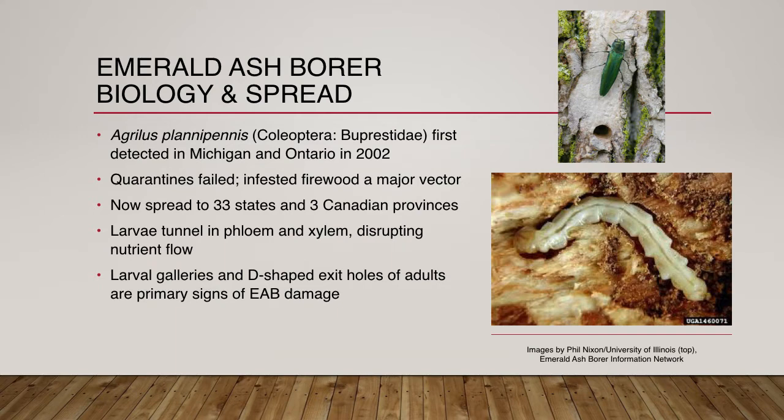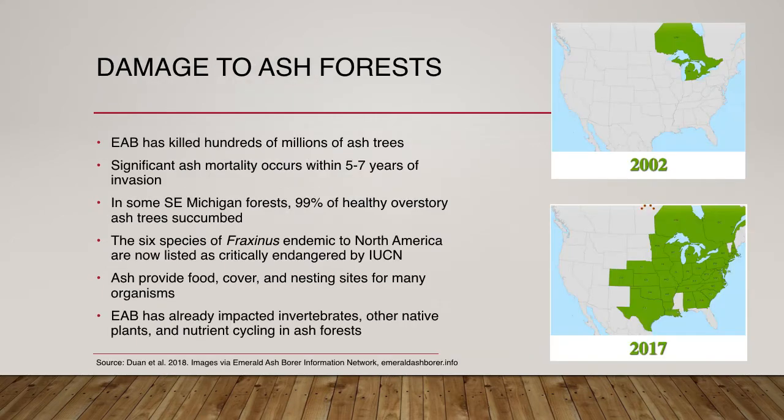And it's the larvae that are the problem. They tunnel extensive galleries in the phloem and xylem, and as you can imagine, this is quite disruptive to nutrient flow. These galleries and the D-shaped exit holes of the adults as they emerge are the main signs that a tree has been attacked by the ash borer.